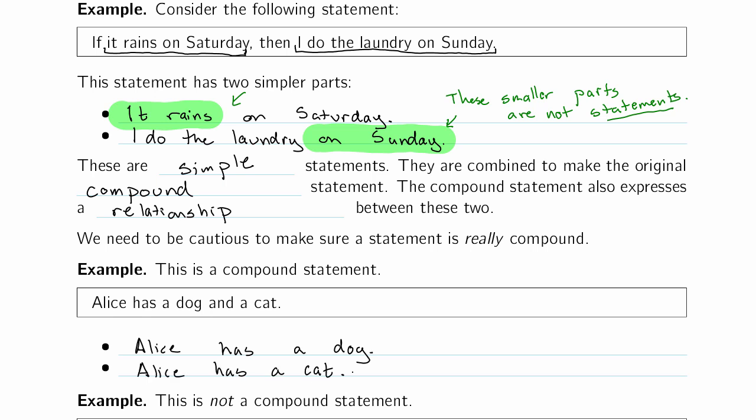Right, so if I went up to you and said, does Alice have a cat? You could look at the sentence that says, Alice has a dog and a cat, and you would say, yes, Alice has a cat. Same thing with Alice having a dog. There's no additional information contained in that sentence that's not contained in the sentences Alice has a dog plus Alice has a cat plus the word and. This next sentence has almost exactly the same form, but it's not a compound statement because it contains extra information.